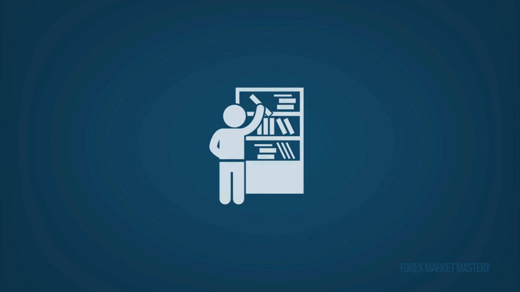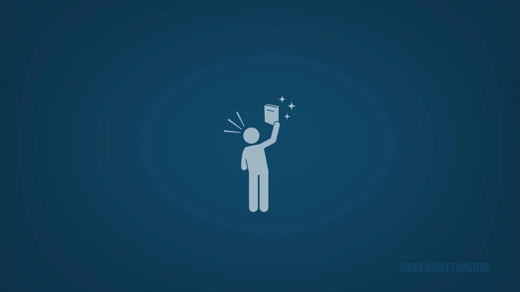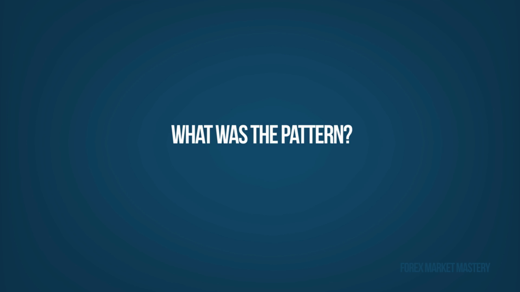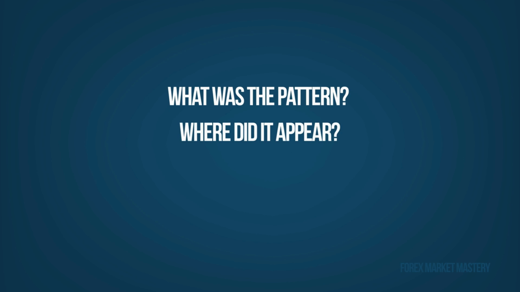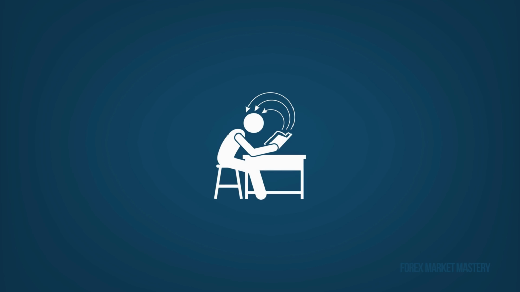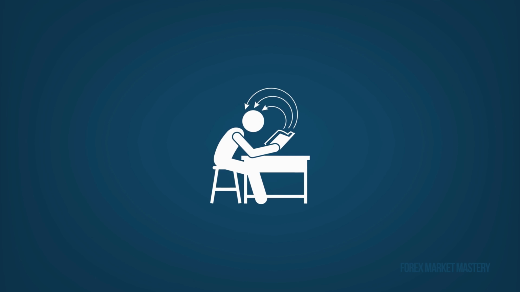Step 3. Keep a trading journal. Document every candlestick pattern trade. What was the pattern? Where did it appear? What was the outcome? This creates a feedback loop that accelerates your learning.